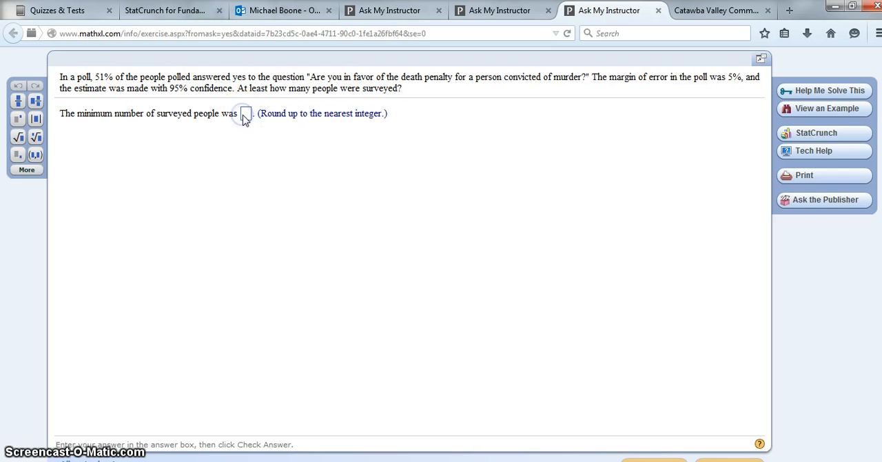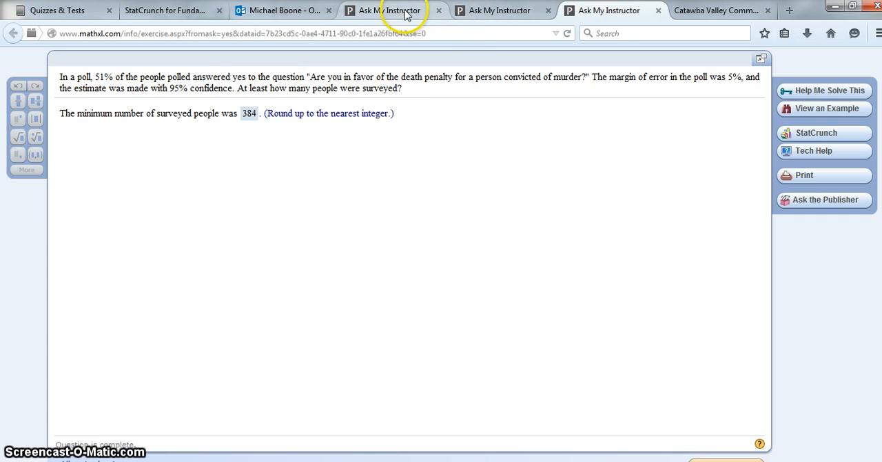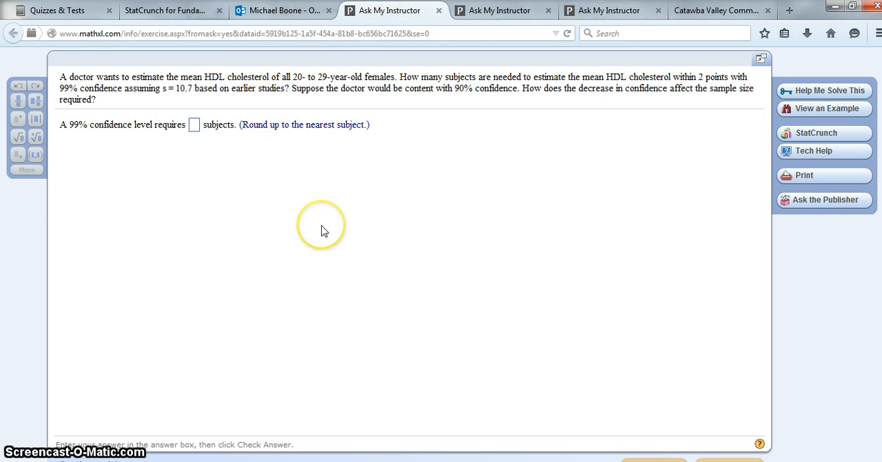So let's verify that. StatCrunch will find you sample sizes. Let's look at another sample size one. This one, we're given a sample standard deviation. How many subjects are needed to estimate the mean HDL cholesterol within 2 points? So that's plus or minus 2 points. So let's look at this one.